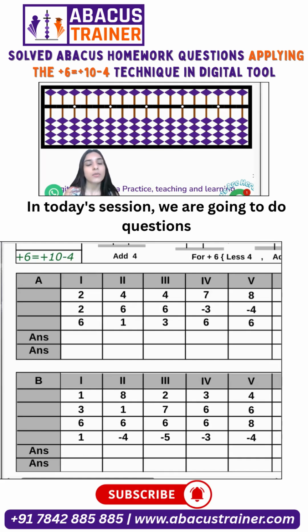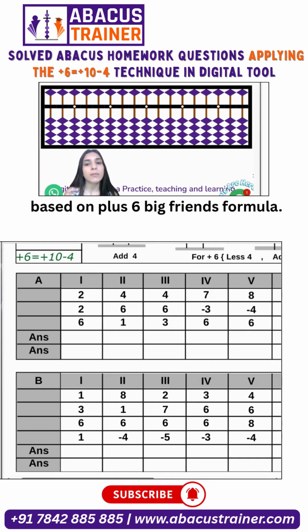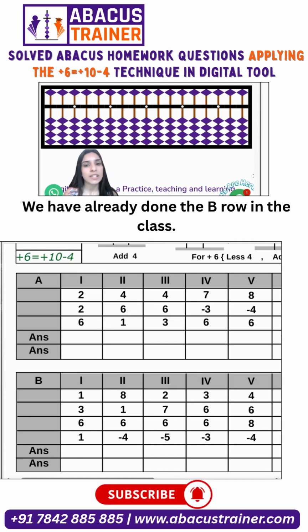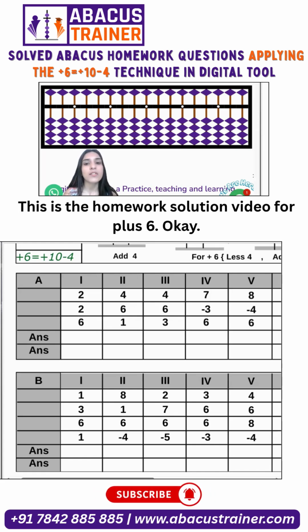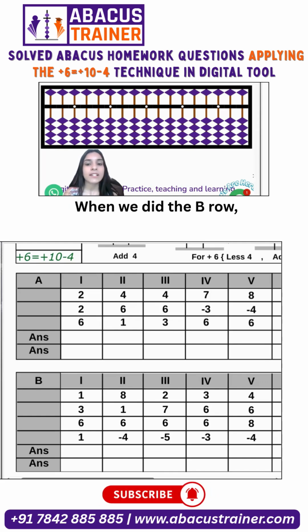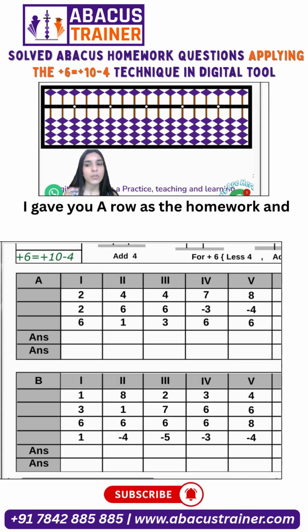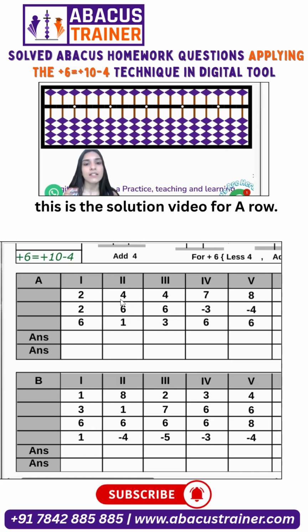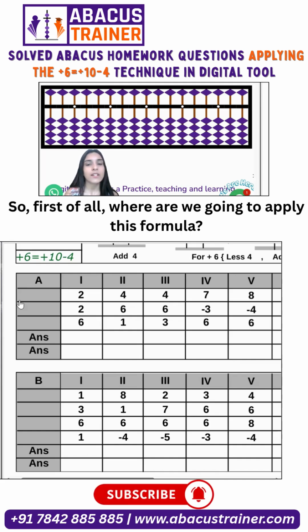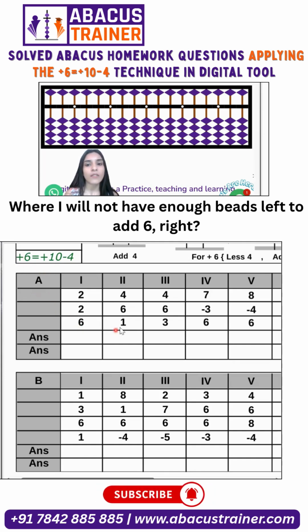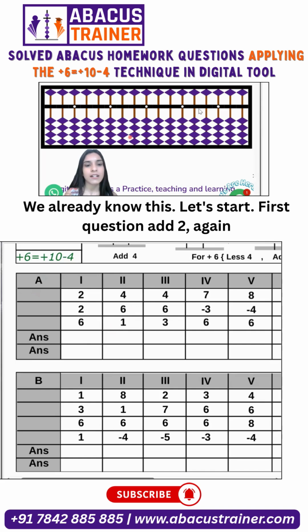In today's session, we are going to do questions based on the plus 6 formula. We have already done the zero in the class. This is the homework solution video for plus 6. When we did the zero, I gave you arrow as the homework and this is the solution video for arrow. So, first of all, where are we going to apply this formula? Where I will not have enough beats left to add 6, right? We already know this. Let's start.